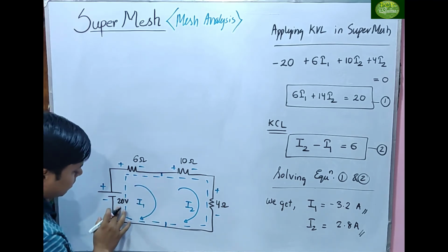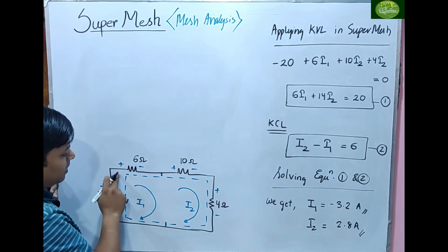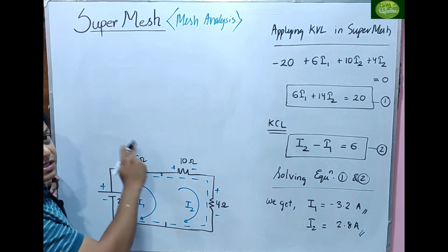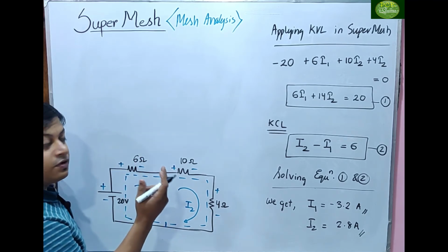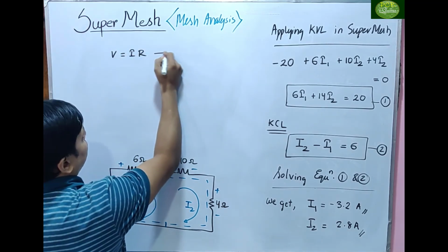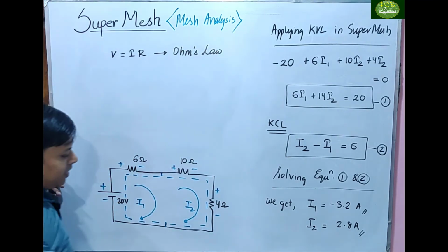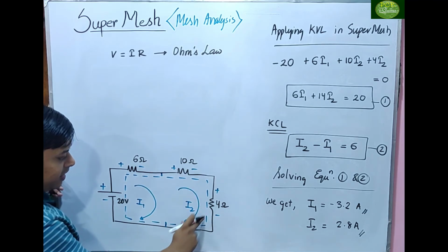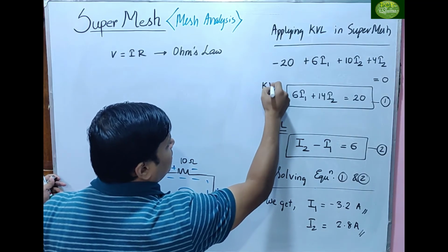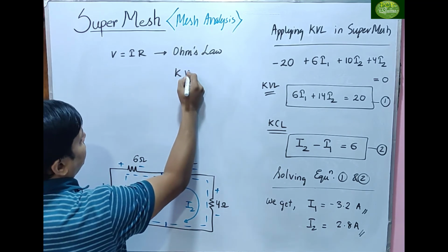Now see here in this one, 20 volt is a potential, leave it. Next, when current enters the 6 ohm, I1 into 6, it gives rise to a potential difference. From where have we got the potential difference? V equals IR. What is that? Ohm's law. Right? Now when we are applying mesh analysis, what equations are we writing down? These equations are KVL equations basically.